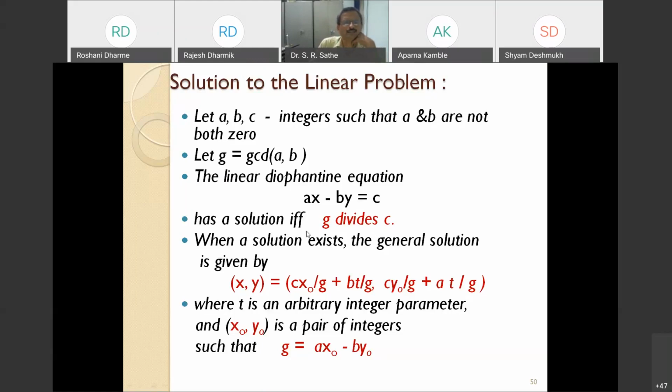When a solution exists, the general solution is given by x, y equal to (c x0 by g plus b t by g, c y0 by g plus a t by g), where t is an arbitrary integer. You substitute t equal to 0, you get one solution. Substitute t equal to 5, another solution. Substitute t equal to 2, another. So there are infinitely many solutions. And x0, y0 is a pair of integers, not arbitrary, such that g, this GCD, is equal to a x0 minus b y0.